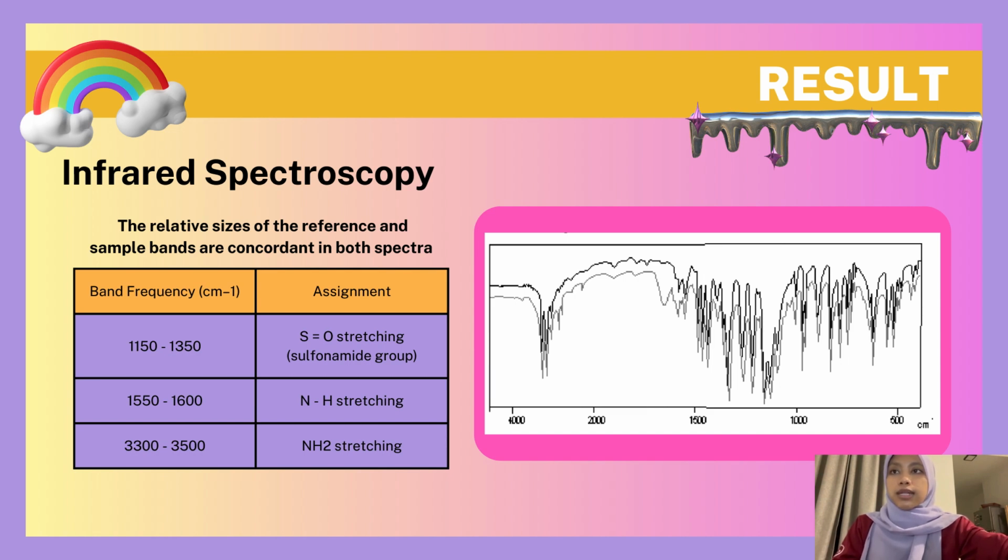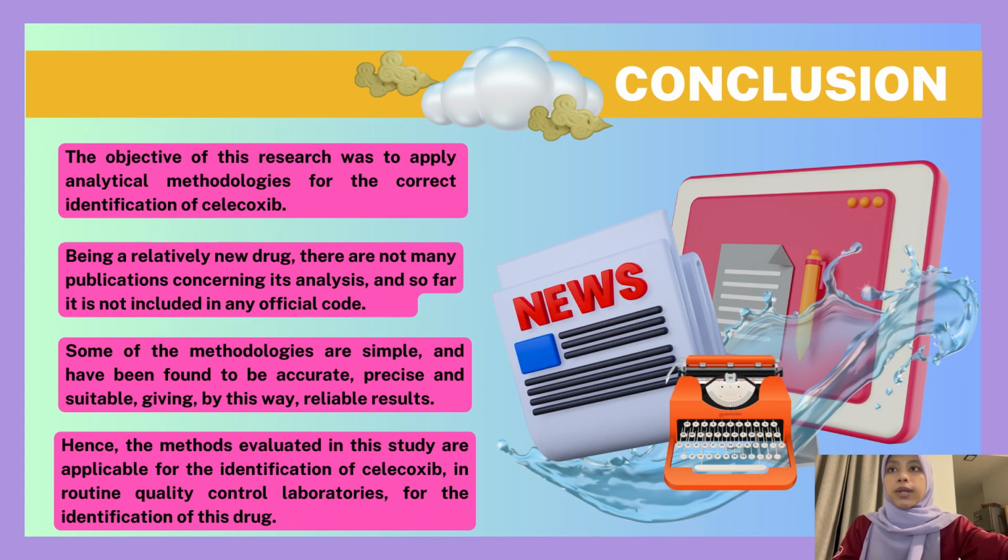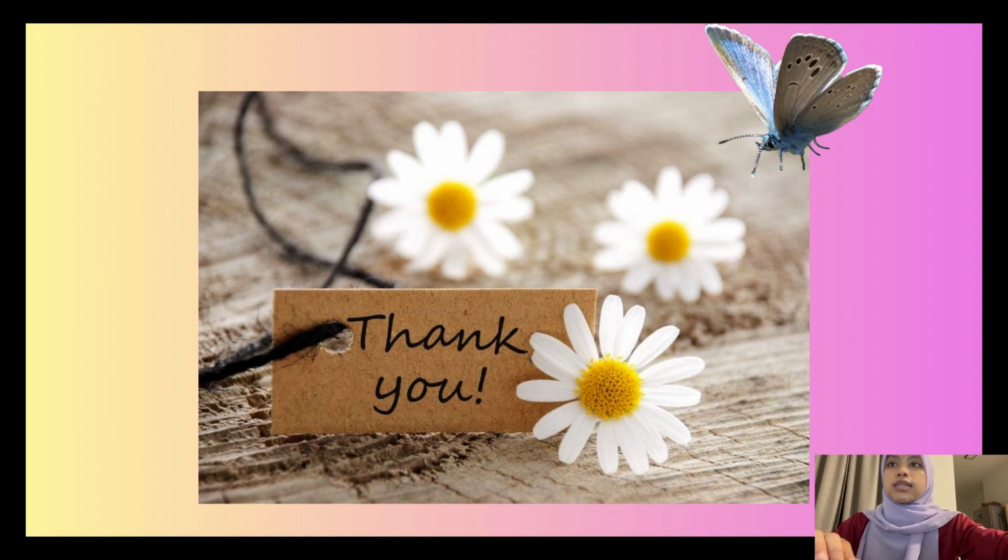After all of this study, the objective of this research was to apply analytical methodologies for the correct identification of celecoxib. Being a relatively new drug, there are not many publications concerning its analysis, and so far it is not included in any official code. Some of the methodologies are simple and have been found to be accurate, precise and suitable, giving reliable results. Hence, the methods evaluated in this study are applicable for identification of celecoxib in routine quality control laboratories. So that's all from us. Thank you.